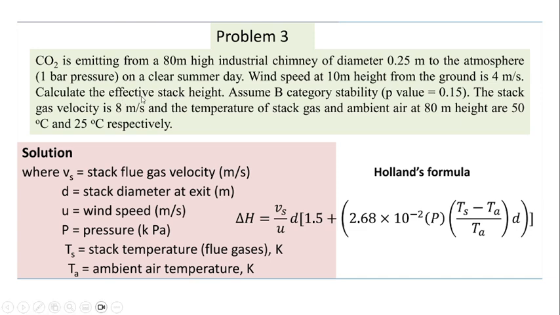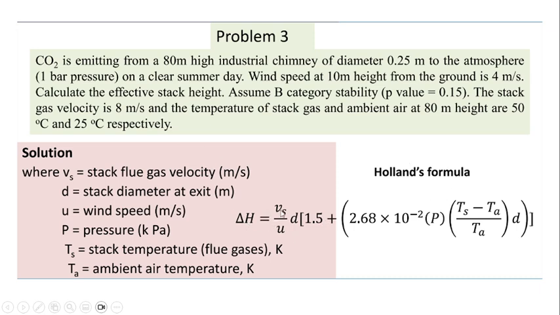Whenever they are asking the effective stack height, we know that effective stack height capital H is equal to small h plus delta h, right? So the small h here is 80, and you need to calculate the delta h. The delta h is always obtained from the Holland's formula, right?